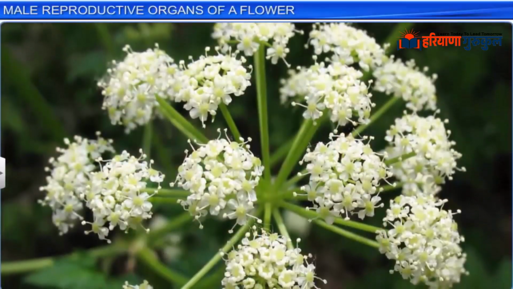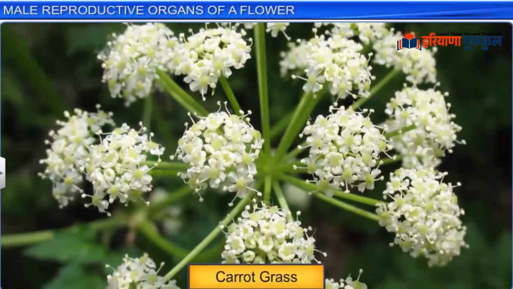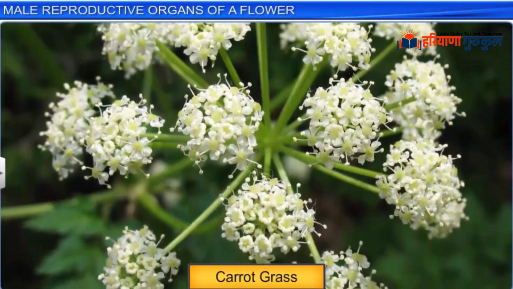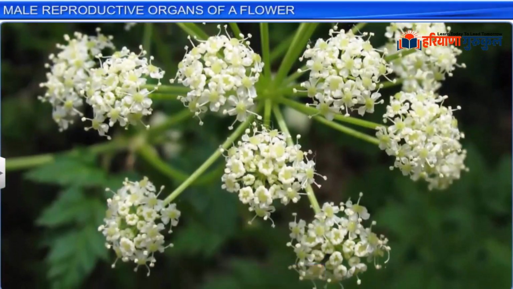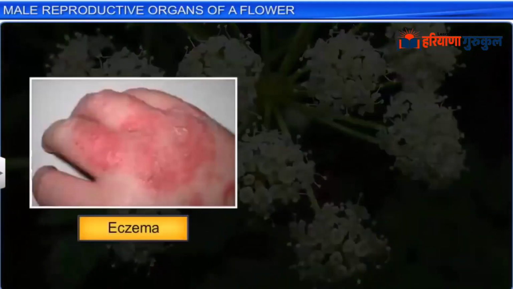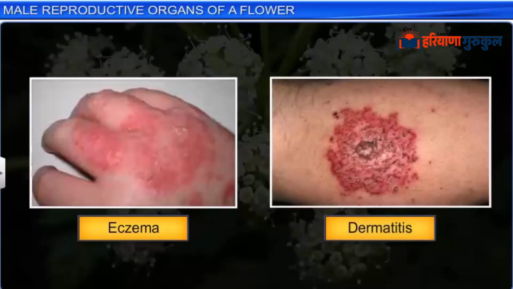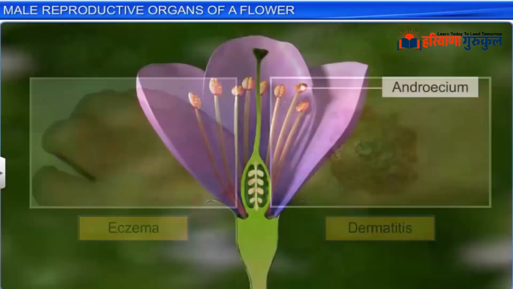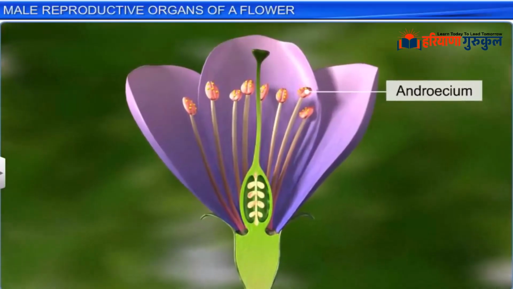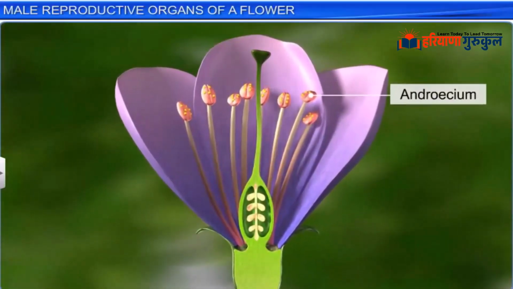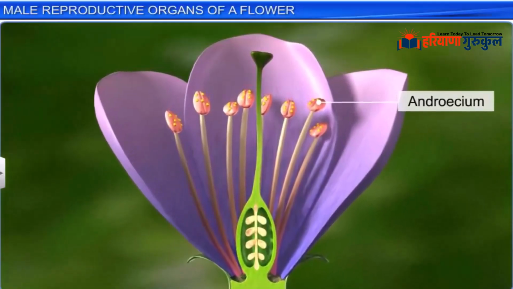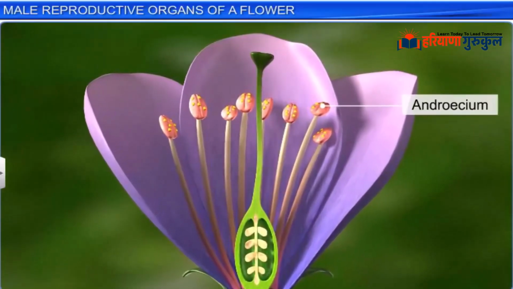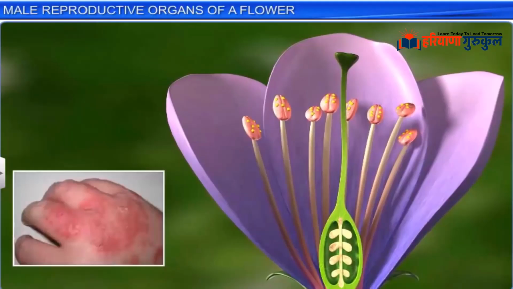In fact, the weed carrot grass or Parthenium hysterophorus and its pollen, found in non-cultivated lands in Punjab, causes allergies such as eczema, dermatitis, and other skin diseases. Pollen, formed inside the stamen, plays an important role in plant propagation and also serves as a source of nutrition, although in some cases it may trigger allergies.